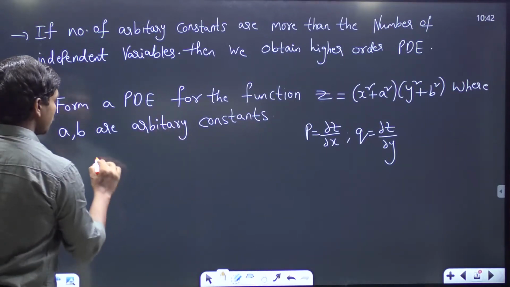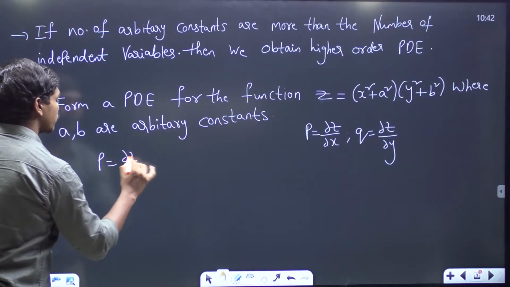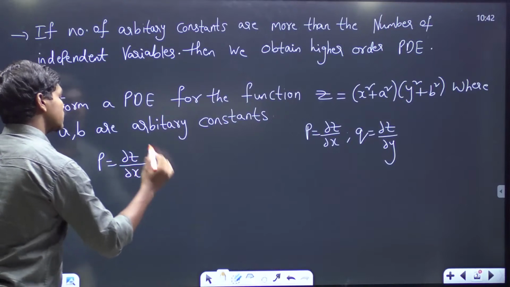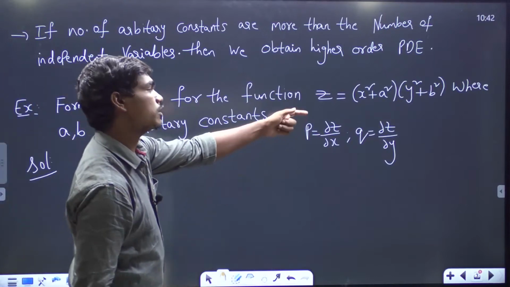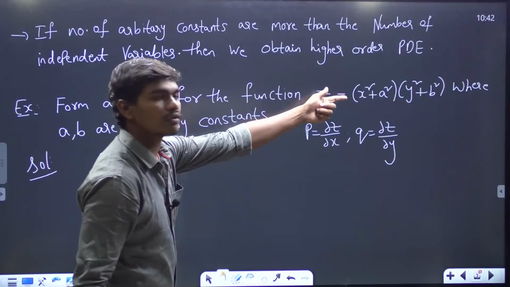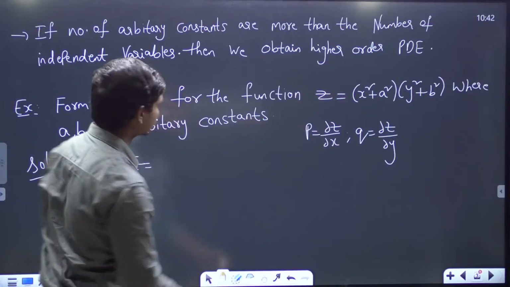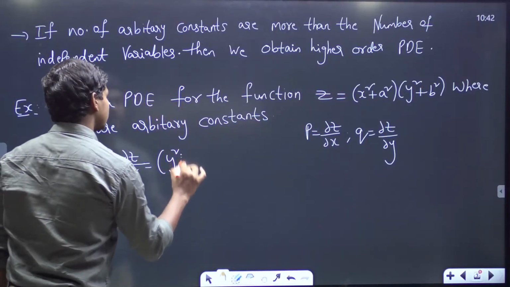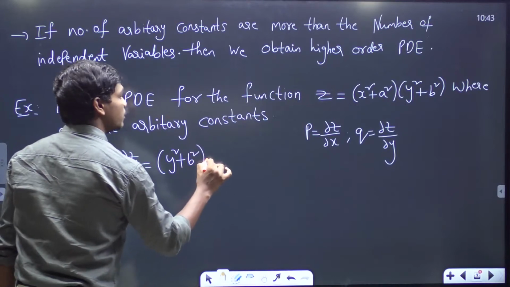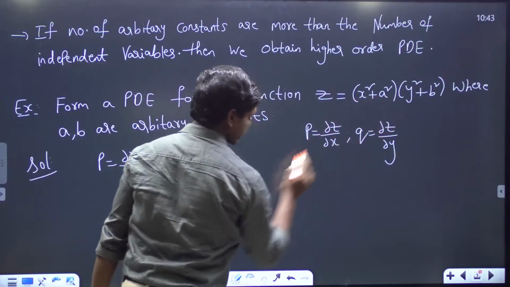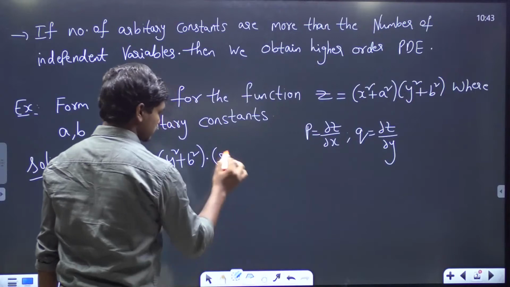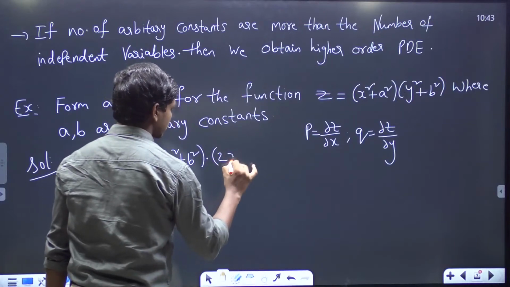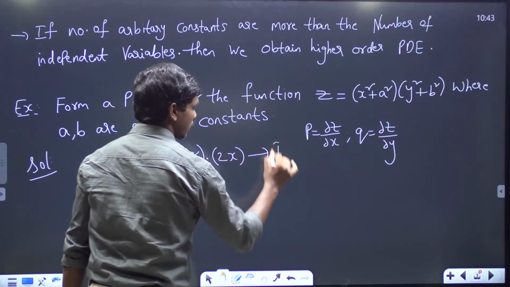Correct. So if you see, p is equal to dou z by dou x. For dou z by dou x, when you are differentiating with respect to x, you will treat that y square plus b square term as a constant. So this y square plus b square is a constant into the differentiation of x square plus a square, which is 2x. This is equation 1.